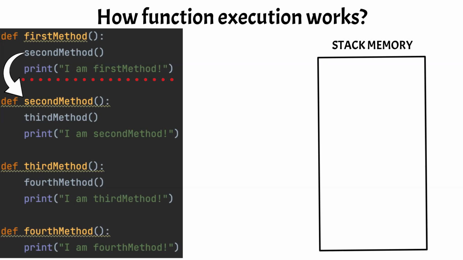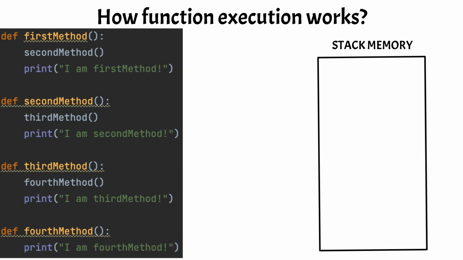So now, the first method calls the second method, and then it prints out, I am the first method. And then the second method calls the third method, and it prints, I am the second method. And the third method goes on to call the fourth method, and it prints, I am the third method. And finally the fourth method prints out that I am the fourth method, and this time it does not call any other method.